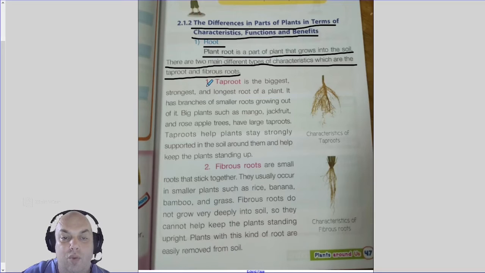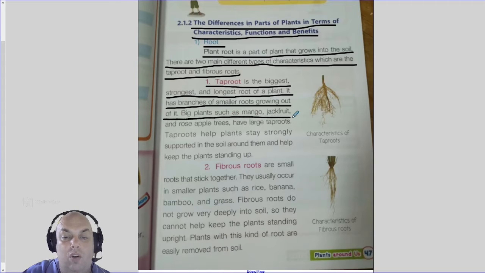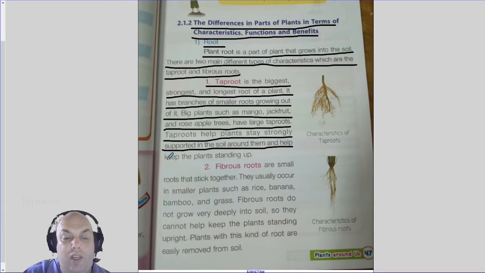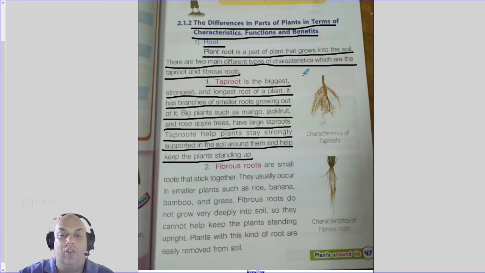Number one, taproot. Taproot is the biggest, strongest and longest root of a plant. It has branches of smaller roots growing out of it. Big plants such as mango, jackfruit and rose apple trees have large taproots. Taproots help plants stay strongly supported in the soil around them and help keep plants standing up. So that is the taproot. Yes? The taproot is a bigger root than the next one.